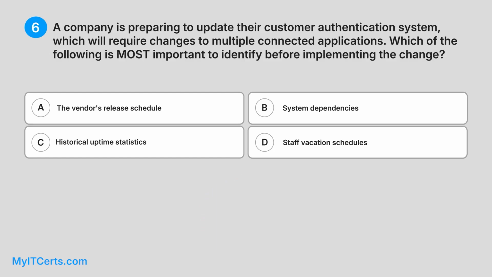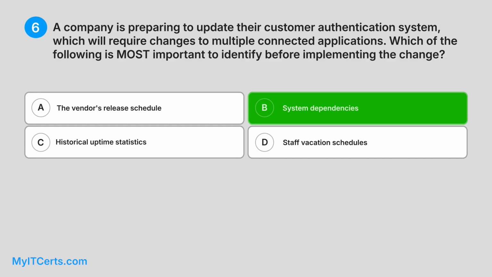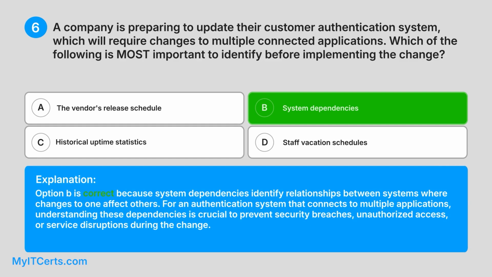Correct answer B. System dependencies. Explanation. Option B is correct because system dependencies identify relationships between systems where changes to one affect others. For an authentication system that connects to multiple applications, understanding these dependencies is crucial to prevent security breaches, unauthorized access, or service disruptions during the change.